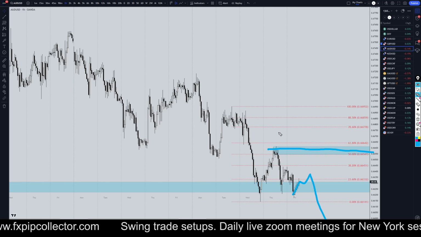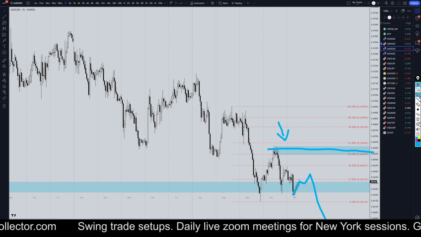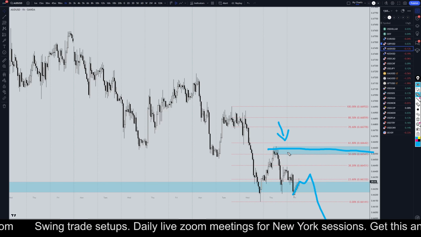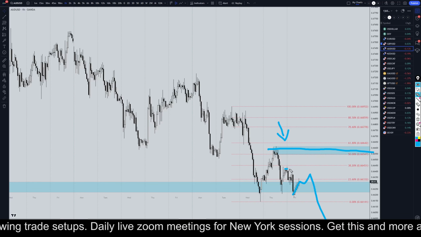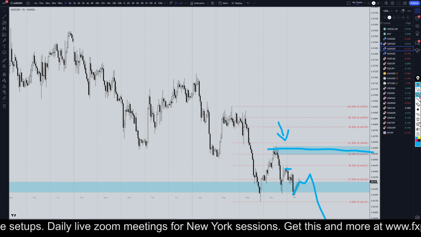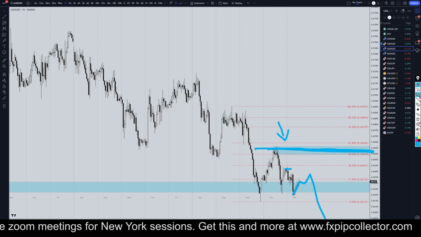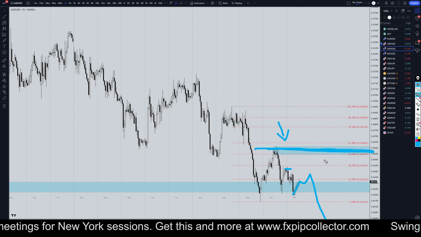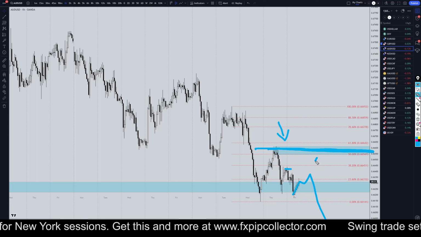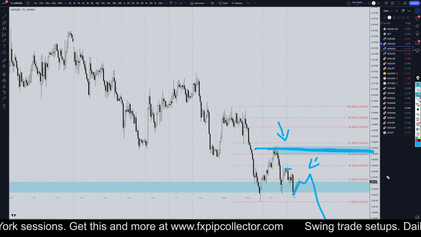I personally will not be looking for buys until I get a break of structure to the upside. Even if I do see a break of this little structure right here, that doesn't mean trend reversal. The only thing that's going to tell me trend reversal is a nice break and hold above this structure right here. Otherwise, if I do see a three-wave pullback, I definitely will be taking it as another shorting opportunity.